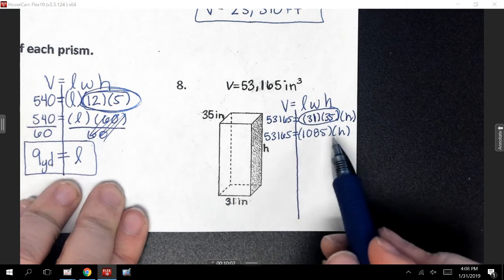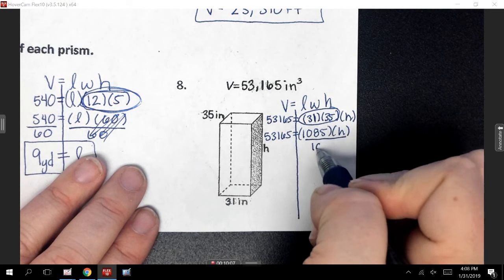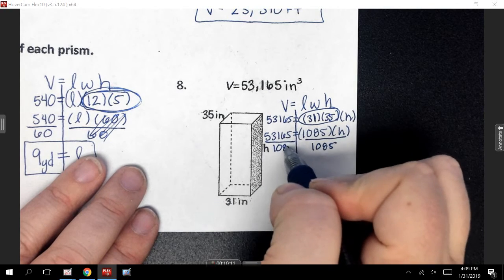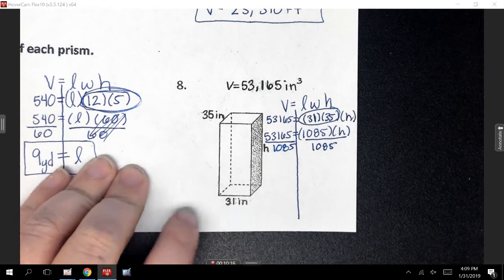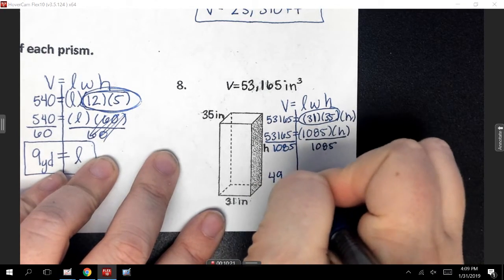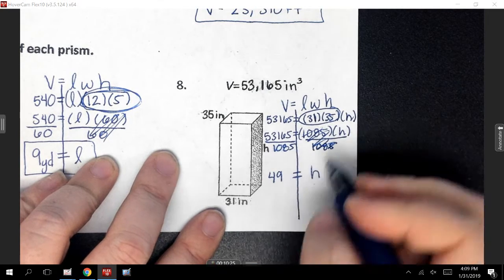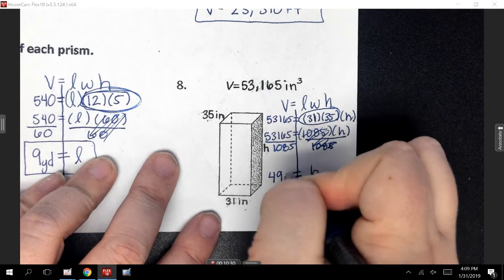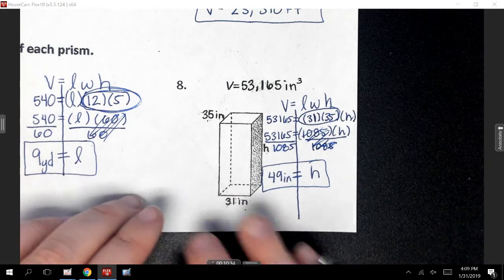Now when I want to get my h by itself, this is multiplication. The opposite is division. We're wanting to move that to the opposite side, so we have to do the opposite. Right? 53,165 divided by 1,085 is going to give me 49. And I keep my equal sign. That 1,085 goes away. I'm left with just the h. All right, again, I have 35 inches, 31 inches. My h would be 49 inches. All right, making sure we have our measurement there.